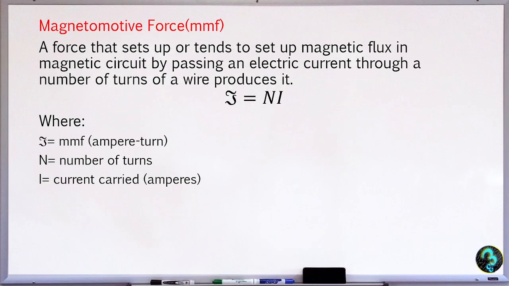Then we have, going to electromagnetism, magnetomotive force or the MMF. That is a force that sets up or tends to set up the magnetic flux in a magnetic circuit by passing an electric current through a number of turns of a wire that produces it. So this is the symbol for magnetomotive force, equal to the number of turns times the current. So the unit for MMF is ampere turn.